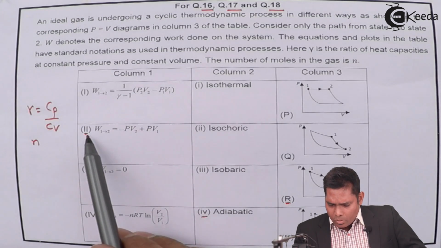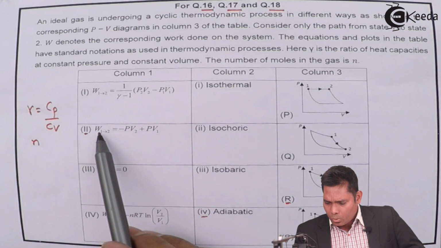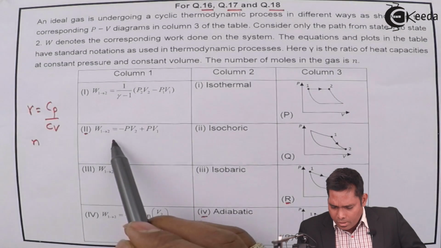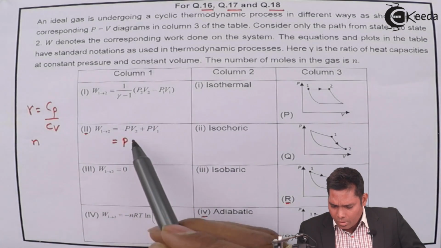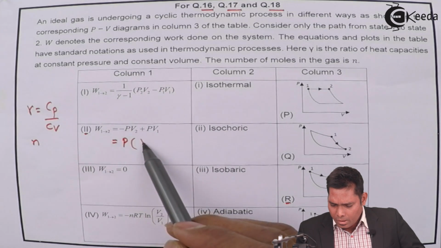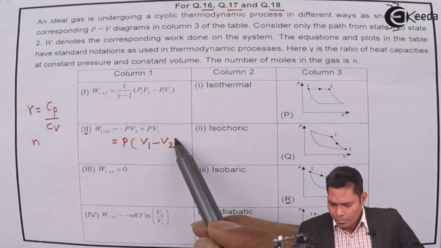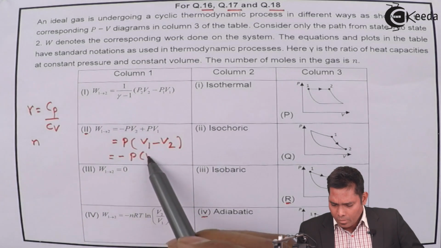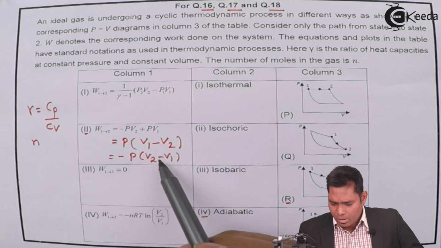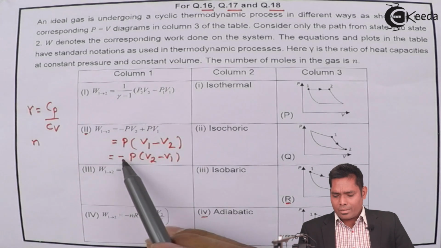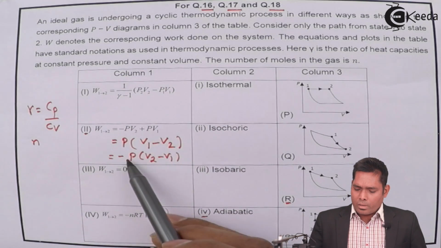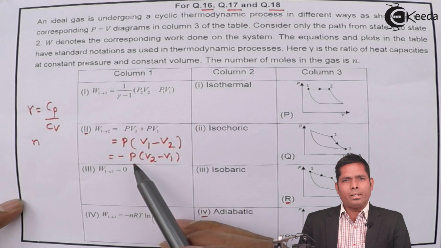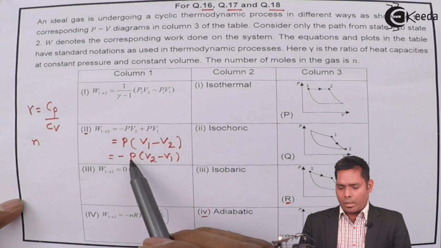So here it says about the work done during the process 1 to 2. Work done during the process 1 to 2 here is actually P, if I take P common, it was V1 minus V2. This I can write as minus of P times V2 minus V1. This is our P delta V, and this is minus. So this is work done on the gas.